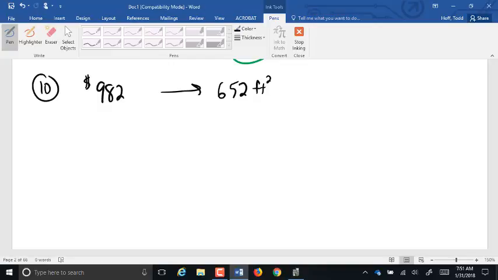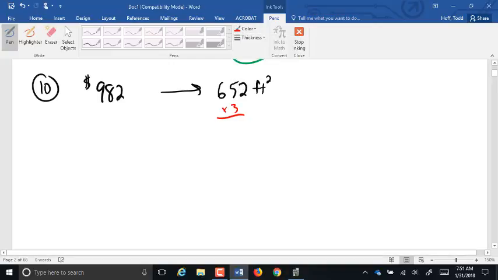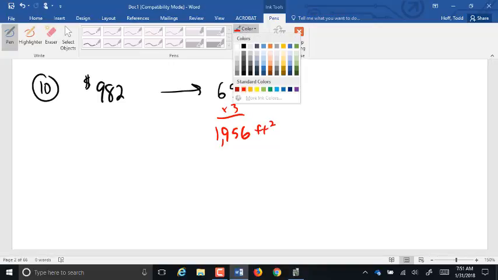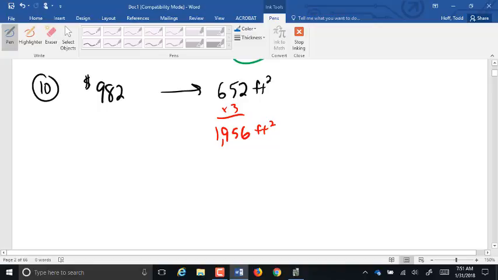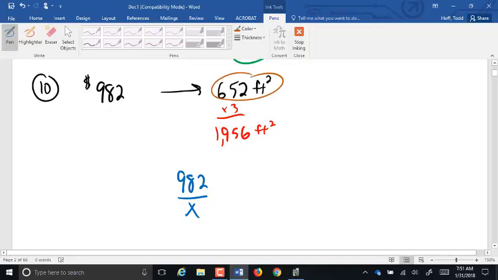What will it cost to fence another circular field with 3 times the area? So that'd be 1,956 square feet of area. So what we have here, we have 982 compares to X. But we're not comparing that to a length, we're comparing it to areas. So that has to be squared.